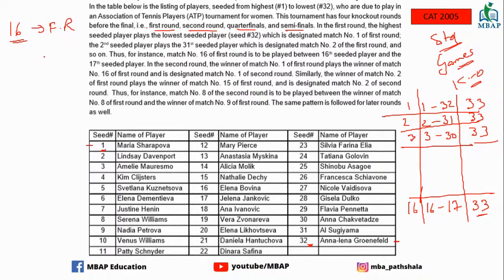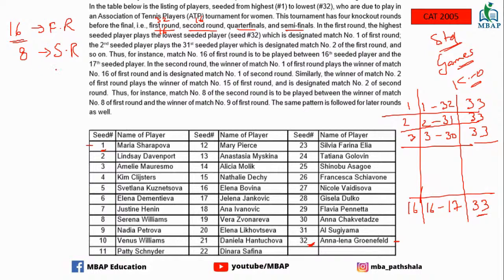In the second round, how many teams are going to be left? 16 teams are going to be left. Out of 32, whoever loses is out, and the people who remain will be 16 people. That will be your second round. Here you had 32 people, so the number of matches was 16. Here you have 16 people, so the number of matches is going to be 8. This is what happened in the second round.